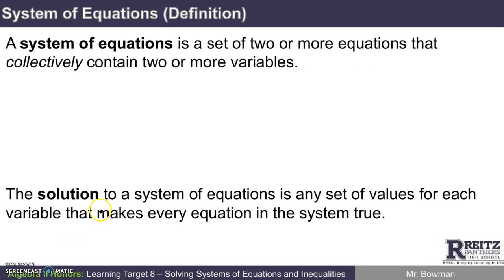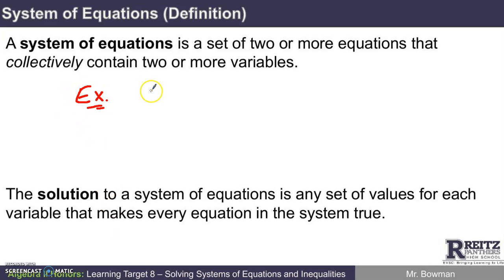So here's the definition of a system of equations. A system of equations is a set of two or more equations that collectively, together, contain two or more variables. I'll give you a couple of examples here, once I turn on the pen, that is.